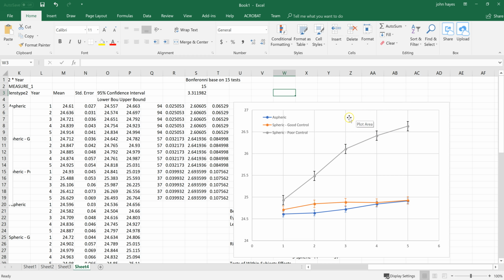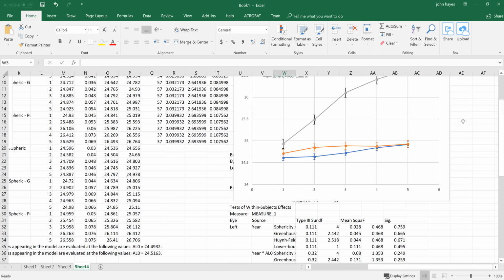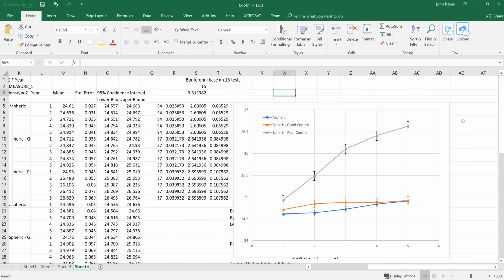In a future video, we're going to do analysis of variance with repeated measures a completely different way, and so calculating this may be a little simpler. All right, so that's it.